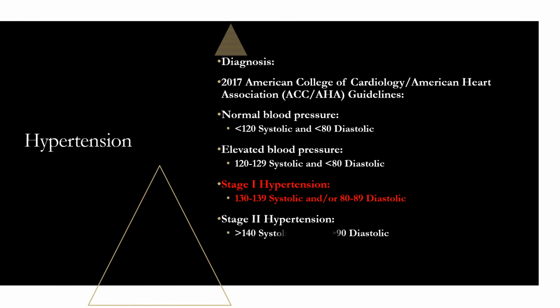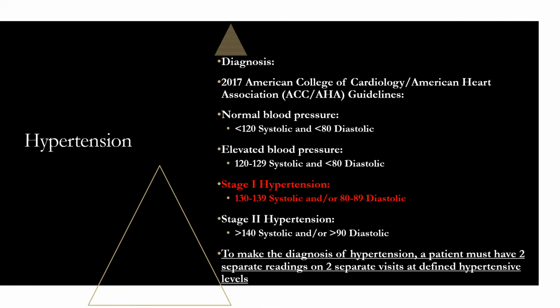Now, stage 2 hypertension is anywhere over 140 systolic and/or over 90 diastolic. But again, remember, as soon as you hit 130 systolic or as soon as you hit 80 diastolic, you've become hypertensive as soon as you hit those guideline numbers. So remember that. That's the one you really need to know. But these are all of the guidelines for the 2017 guidelines. So those are the ones that you should be familiar with.